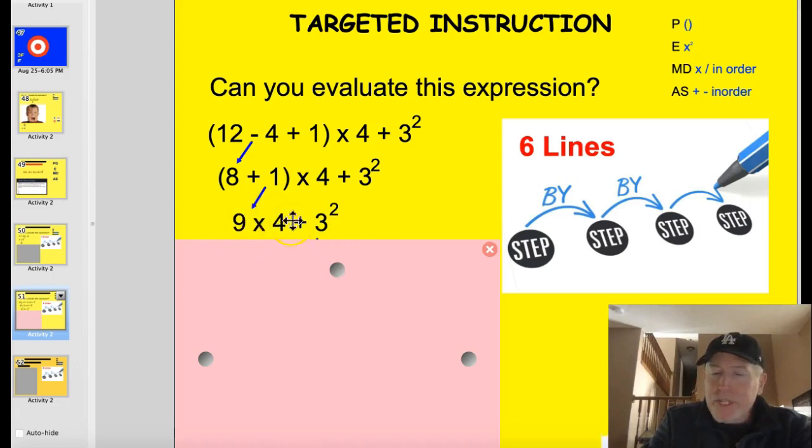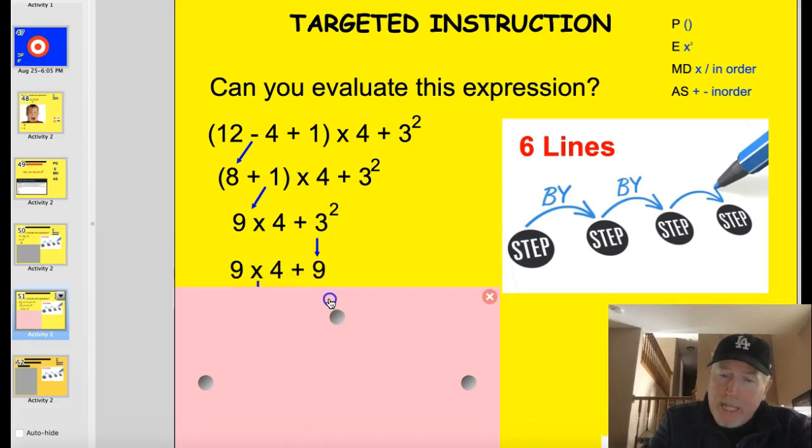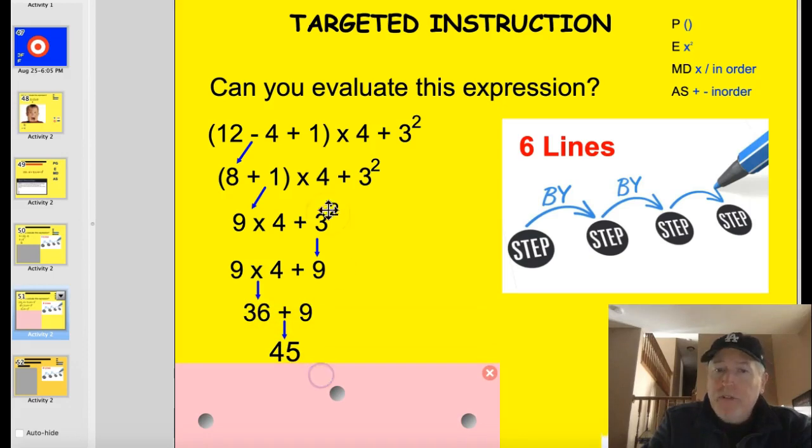Now this is so tempting to do the 9 times 4 because it's just sitting right there, and I know that it's 36. But I have this exponent. We have to do the exponent first. Maybe it doesn't make a difference in this problem, but it will in some problems. So you do the exponent. This is 3 times 3. It's not 3 times 2. 3 is the base, 2 is the exponent. 3 times 3 is 9. Now we've got 9 times 4 plus 9. Now we can do that 9 times 4, and that is 36 plus 9. We've got 45. So we have a total of 1, 2, 3, 4, 5, 6 lines.